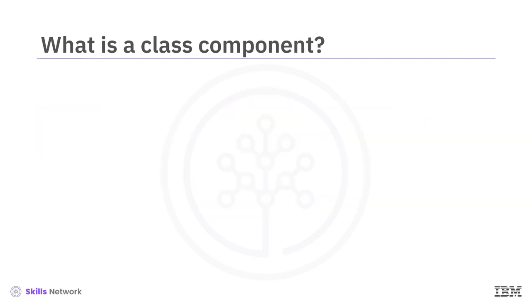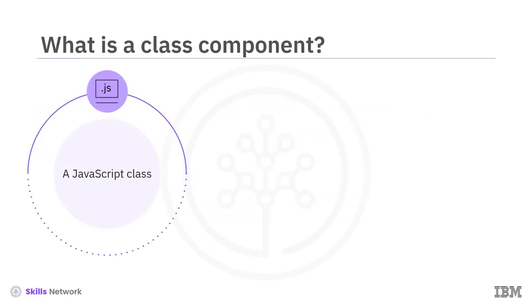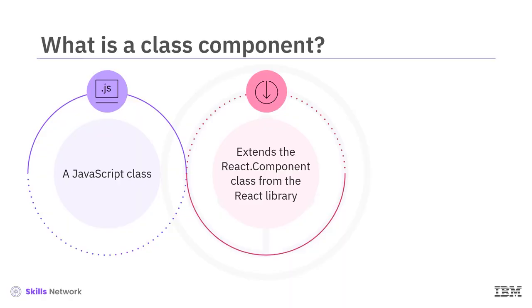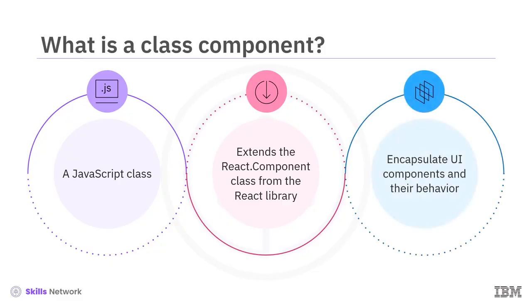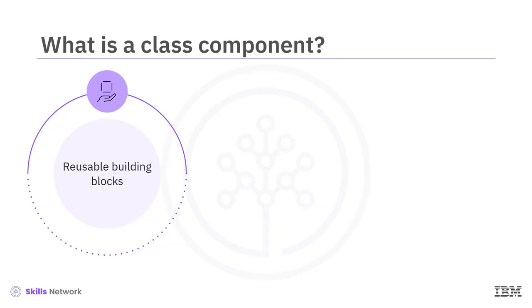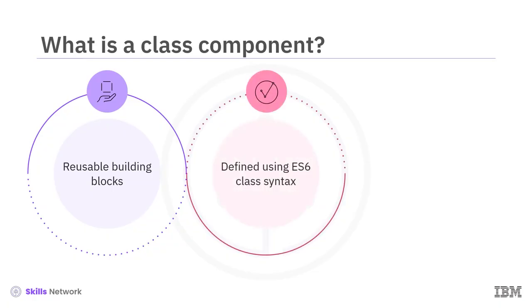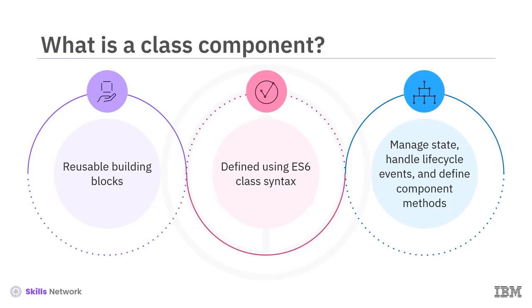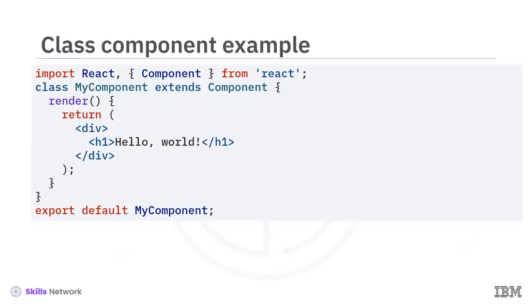A class component in React is a JavaScript class that extends the React.Component from the React library. Class components were the primary way of defining components in React before introducing hooks. They encapsulate UI components and their behavior into reusable building blocks. Class components are defined using ES6 class syntax, and they manage states, handle lifecycle events, and define component methods within the class. Let's look at a basic example of a class component.